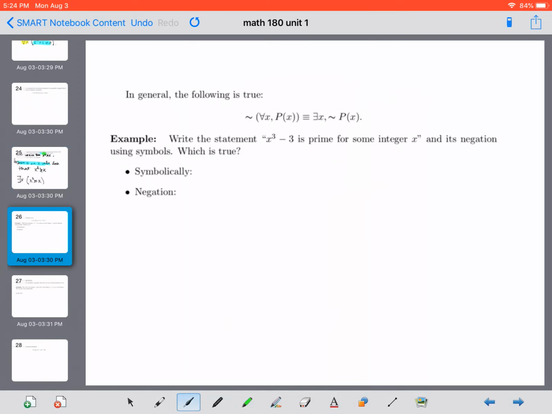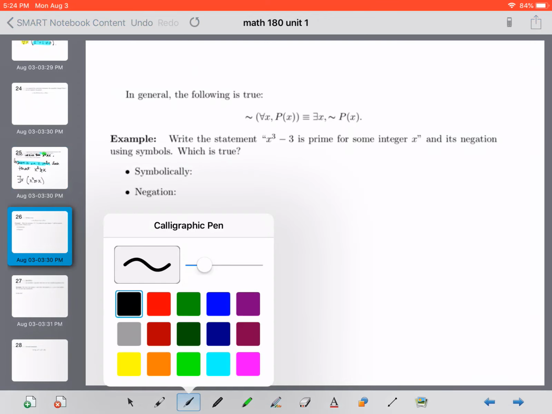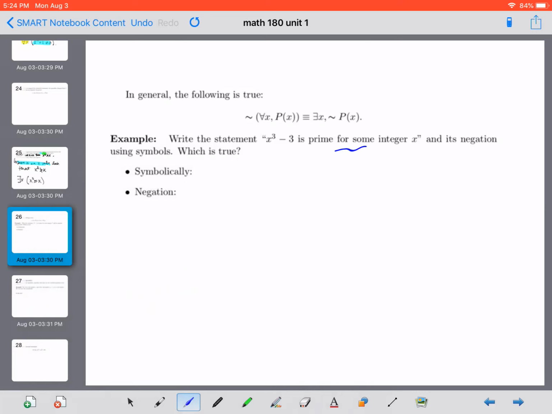All right, first let's write this sentence symbolically. Is this universal or is this existential? Well, it says for some integer x. So this is just asserting that there is at least one integer x that makes this true. That means your original sentence is going to be an existential sentence. There exists an x such that x cubed minus 3 is prime. I have to use words in here because we don't have symbols yet for prime.